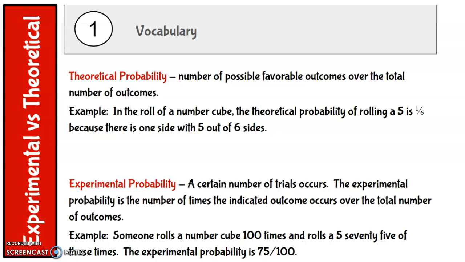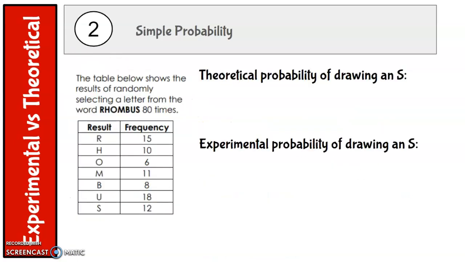a certain outcome. For example, someone rolls a number cube 100 times and they roll a 5 75 of those times. So the experimental probability of getting a 5 is actually 75 out of 100. They're actually performing the experiment of rolling the number cube and keeping track of how many times they're getting that favorable outcome over the total number of trials. Let's look at another example.